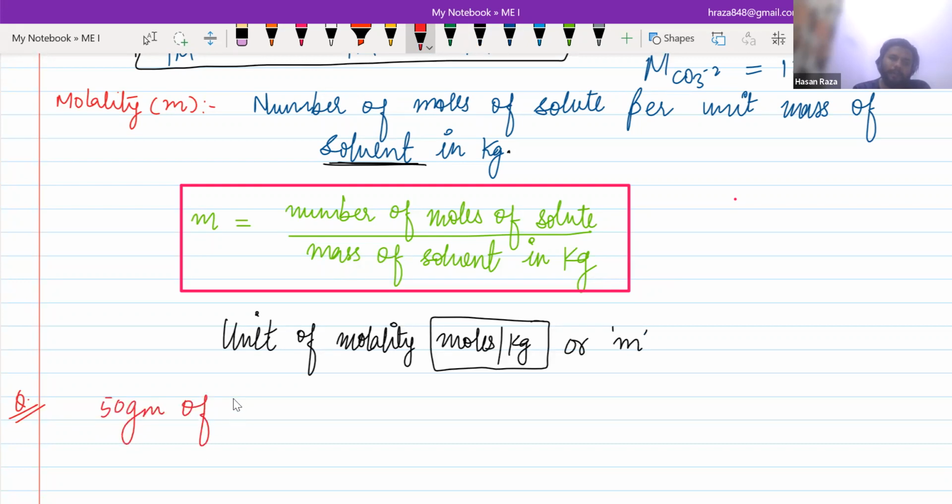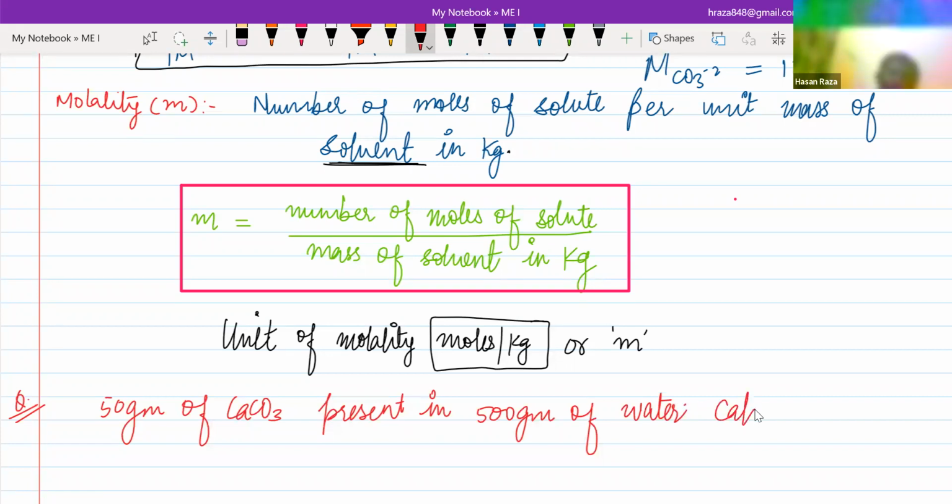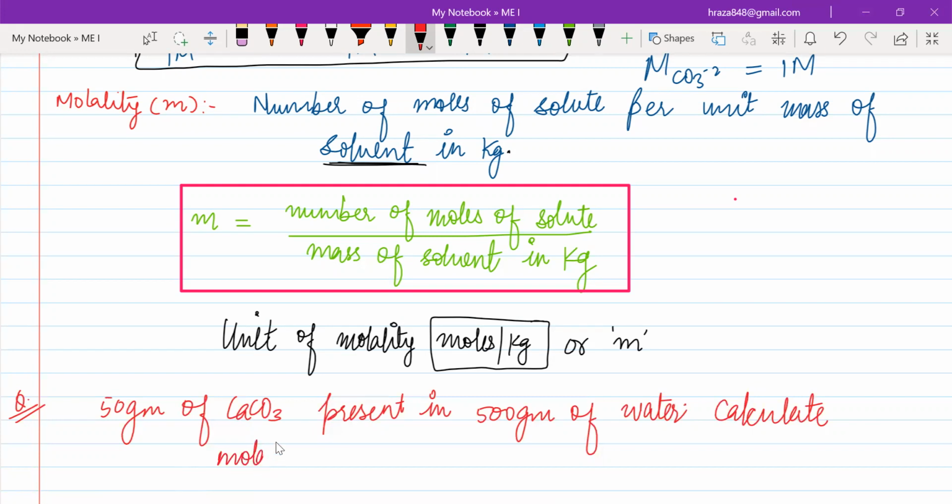Now I'm going to give a question on this. 50 gram of CaCO3 present in 500 gram of water. Calculate molality. Please do this.